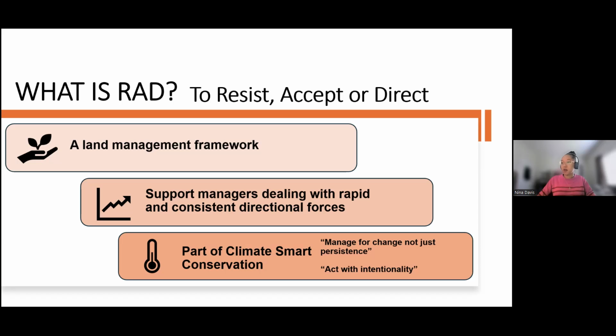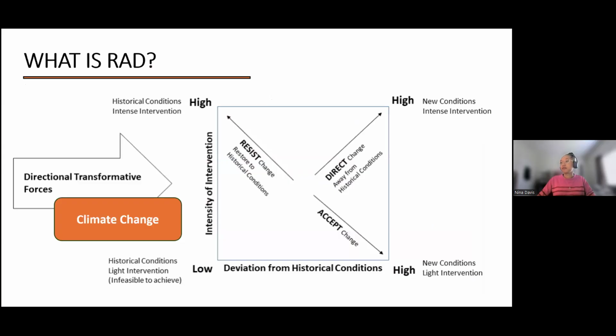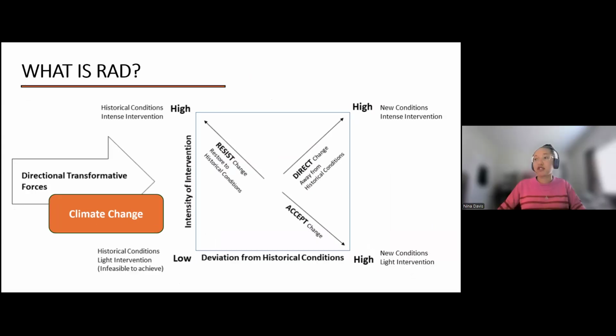It's giving you a framework so you can make decisions that align with your mission, your resources, and your community's values. So this framework was developed as a way to help managers respond intentionally to transformational changes in ecosystems. It was asserted that there are really three possible management responses when a system is undergoing major change.